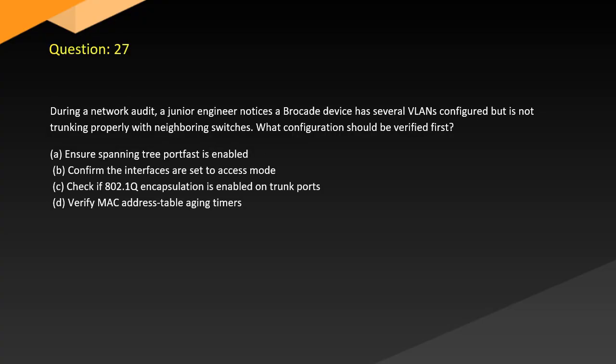Question 27. During a network audit, a junior engineer notices a Brocade device has several VLANs configured but is not trunking properly with neighboring switches. What configuration should be verified first? A. Ensure spanning tree PortFast is enabled. B. Confirm the interfaces are set to access mode. C. Check if 802.1Q encapsulation is enabled on trunk ports. D. Verify MAC address table aging timers.